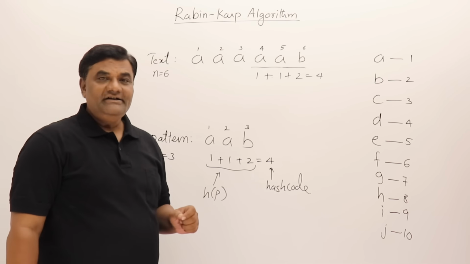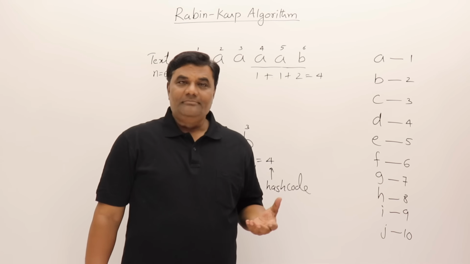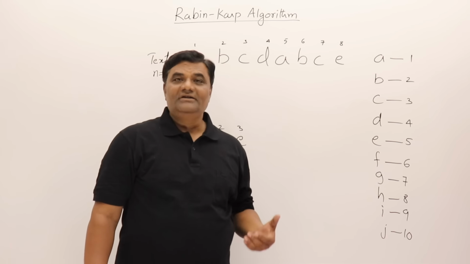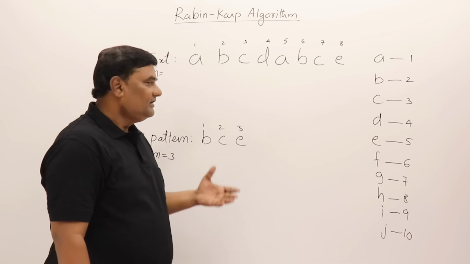So this is the basic idea of Rabin-Karp algorithm. I will take one more example and show you quickly. I have taken one more example. Let us quickly look at this example. Here we will understand what it means by rolling hash function. Let us see.